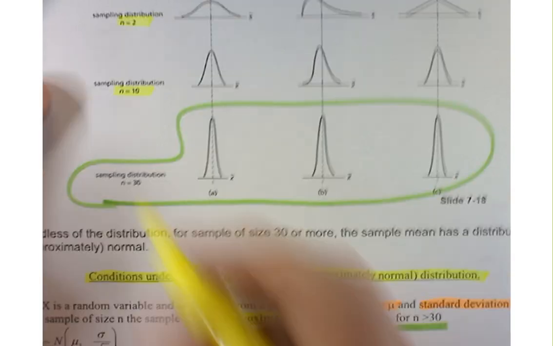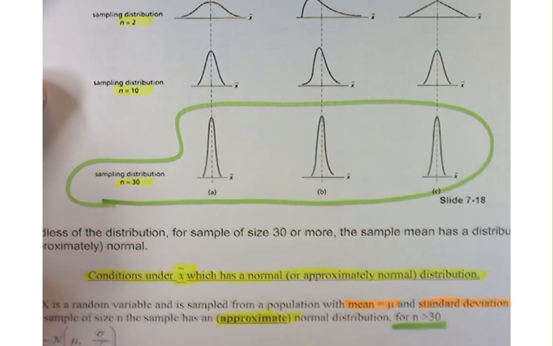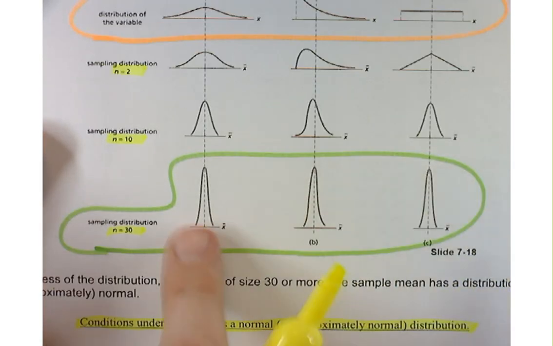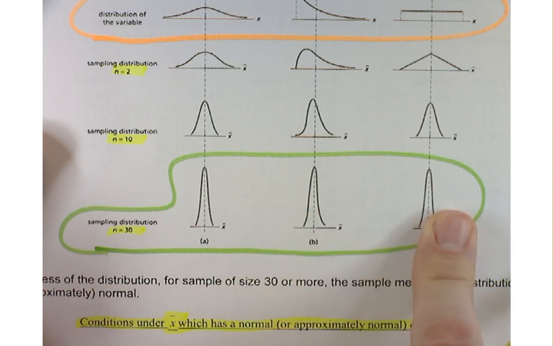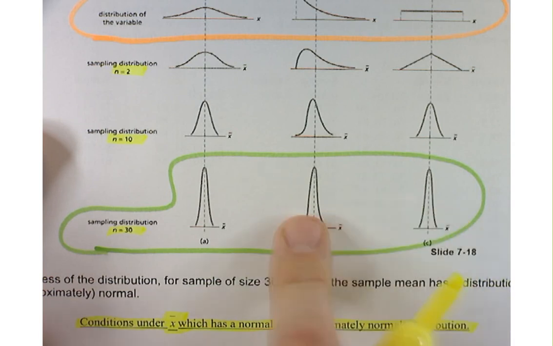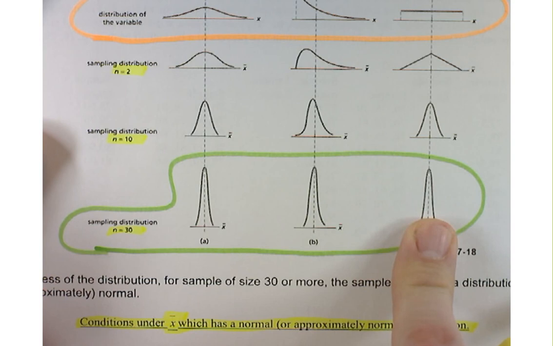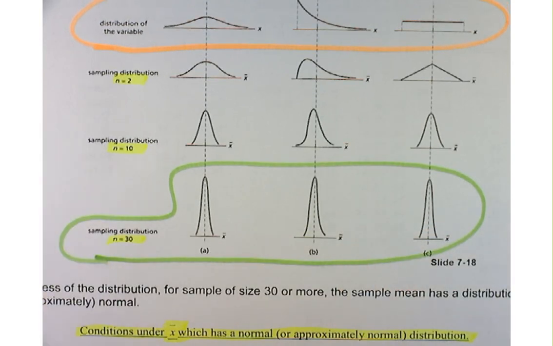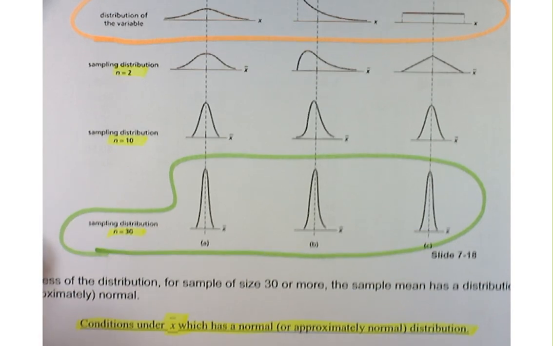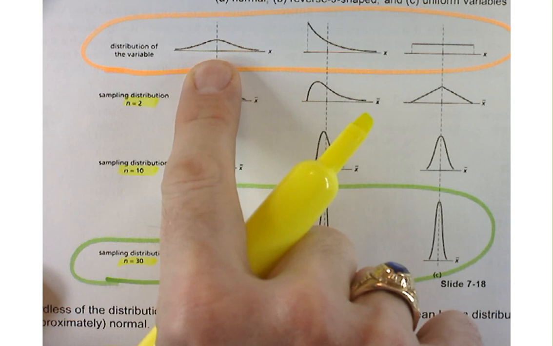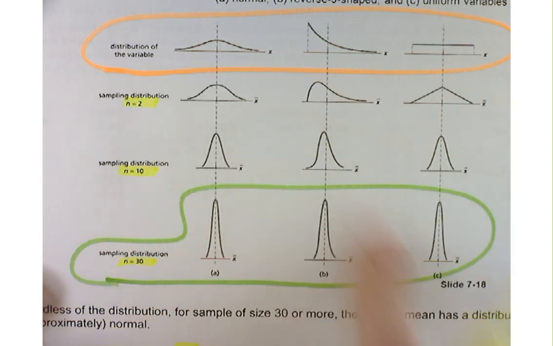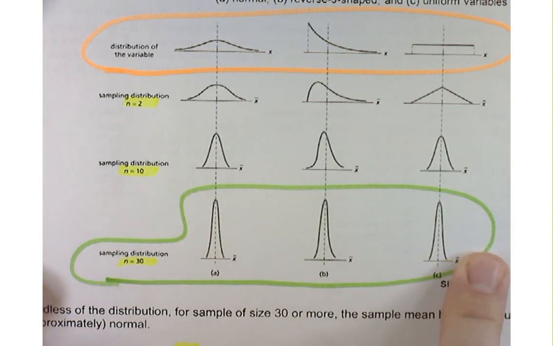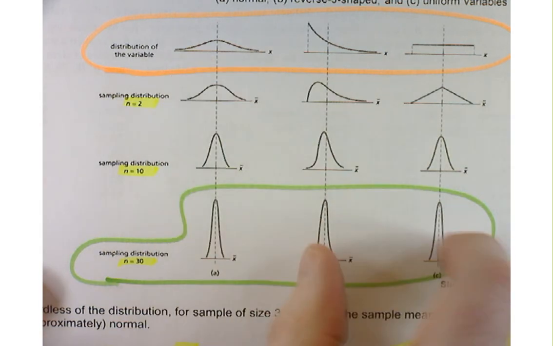And by the time you get to samples of size 30, your sample mean is going to have a distribution which is approximately normal. So there's 2 ways that the sample mean can have an approximate normal distribution. And those 2 ways are either that you start out with a normal distribution, or you take a large enough sample size. 1 or 2.